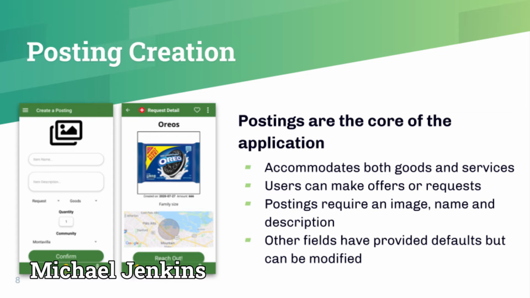On our posting creation screen, the ability to upload a photo is first and foremost. There are clearly labeled fields for the name and description of the item, and the user has the ability to specify what type of posting they're creating and in which neighborhood it's located. The approximate location is also shown on a map on the posting detail screen.